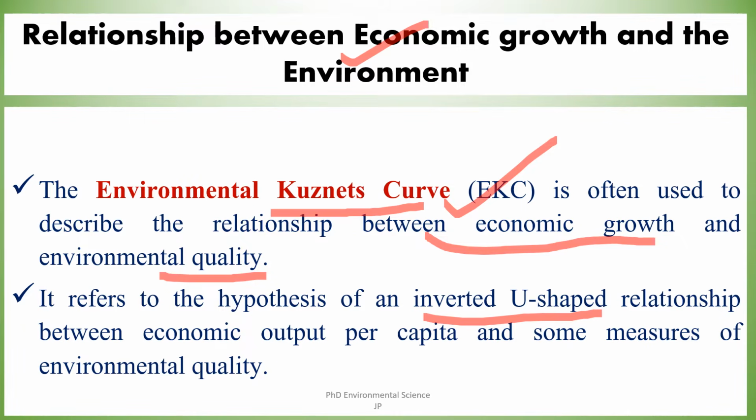Now, what happens in this? At the initial phase, when a country is developing economically, it often focuses on growing its industries and economy quickly. This means that protecting the environment may not be a top priority during this early stage. This leads to an increase in pollution and resource depletion as industries expand and urbanization progresses. Common indicators of environmental degradation in this phase include higher levels of air and water pollution, deforestation, loss of biodiversity.